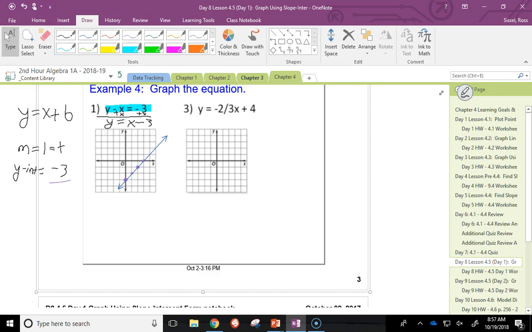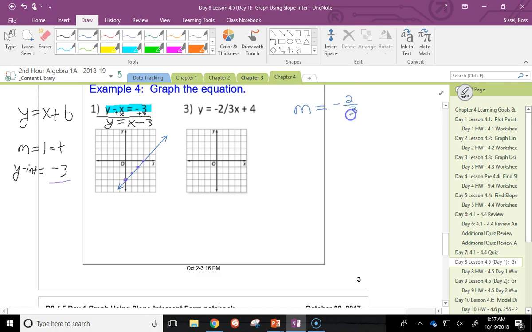Number 3. What is my slope? Is this already in slope-intercept form, or do I have to change it? It's already in. Oh man, so this is an easy one. Yay. What's my slope? Negative. And then my y-intercept was 4.